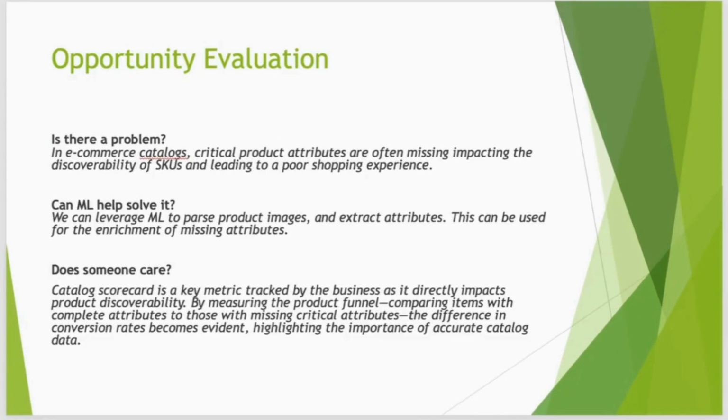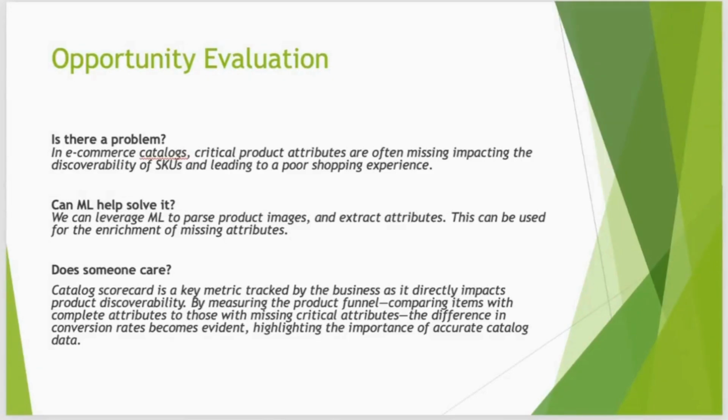Moving on to the first step, which is the opportunity evaluation. The first step is defining if there is a problem. I've taken a use case of e-commerce catalog where often critical attributes are missing, which leads to poor discoverability of SKUs, leading to poor experience. Can ML really solve it? So we can definitely leverage machine learning to parse product images and extract attributes. This can be used for the enrichment of missing attributes.